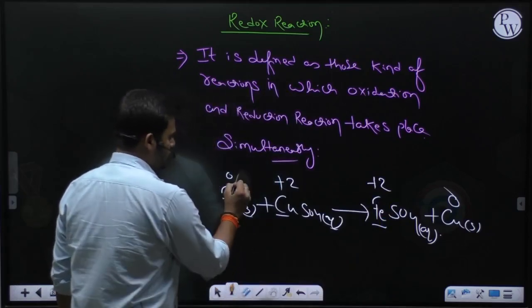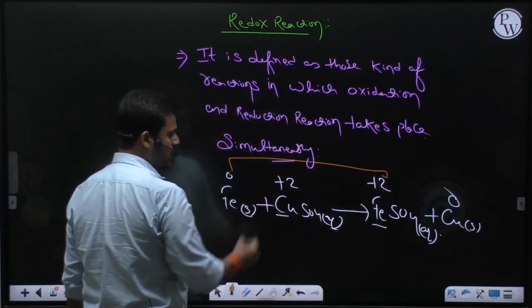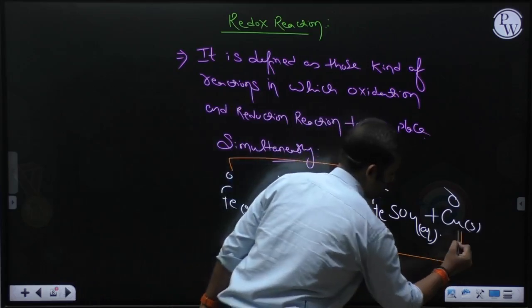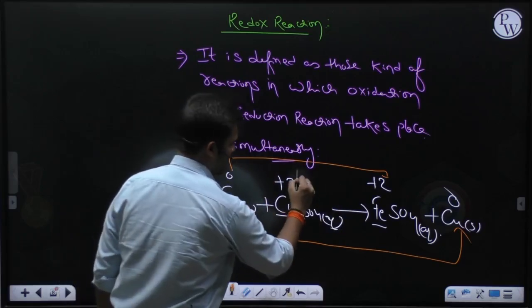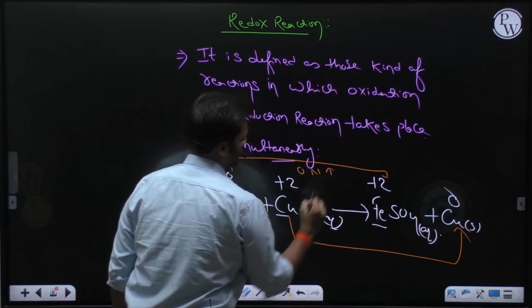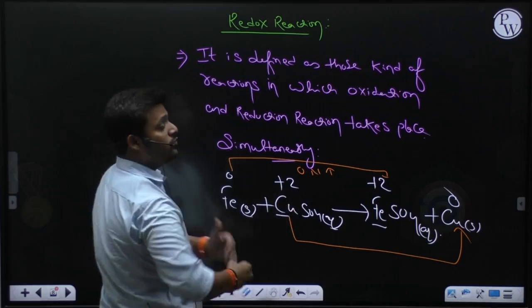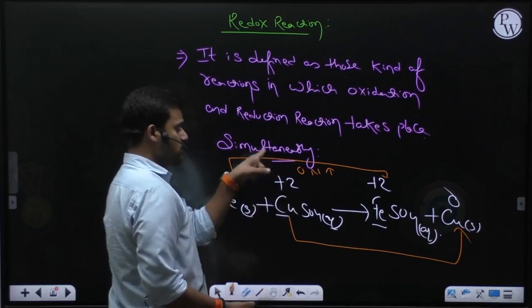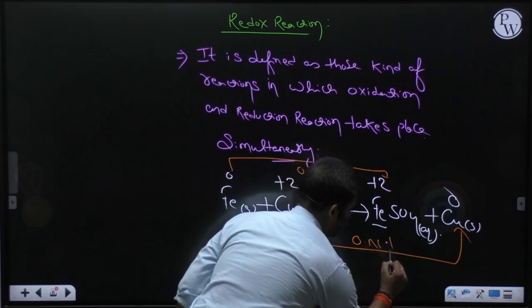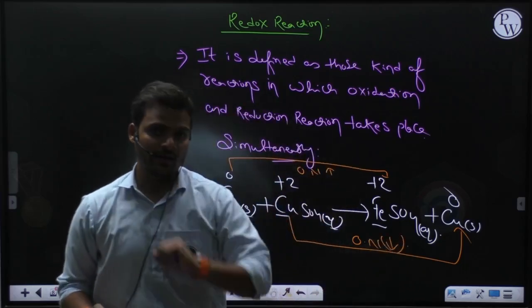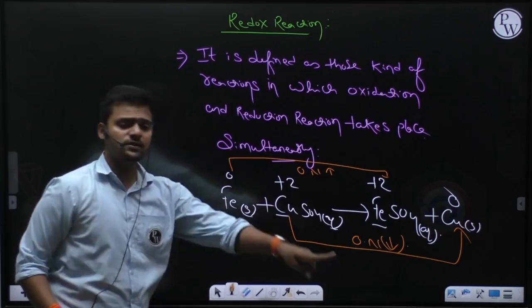Now, just see one thing. Here iron is going from 0 to +2 oxidation state, and copper is going from +2 to 0 oxidation state. Iron going from 0 to +2 means its oxidation number is increasing. And copper going from +2 to 0 means its oxidation number is decreasing. So let us be very clear: here there is an increase in oxidation state, and here there is a decrease in oxidation state.